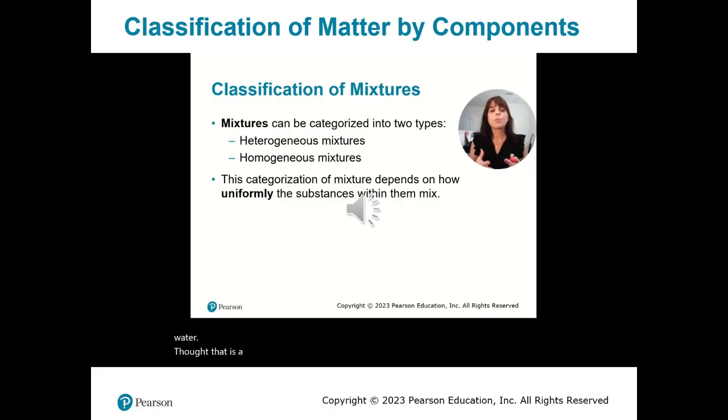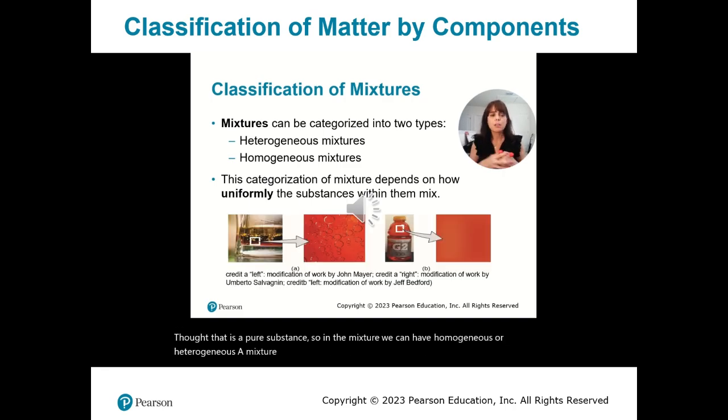In a mixture, we can have a homogeneous or heterogeneous mixture. A good example of a heterogeneous mixture could be vinegar and olive oil over here. We can see that it's not a homogeneous mixture, right? We can see the separation of those. I can see the oil spots in the liquid. So this is how you check a mixture. It depends on how uniformly the substances are within the mix.